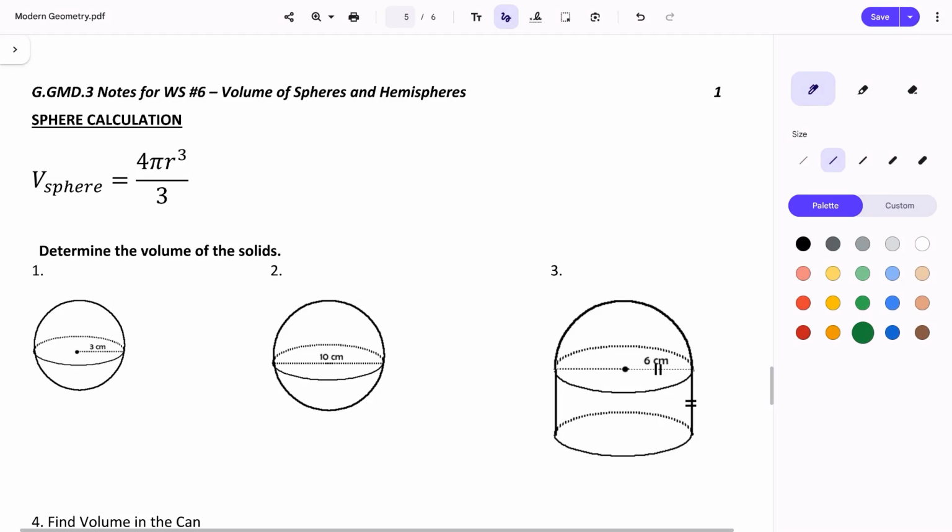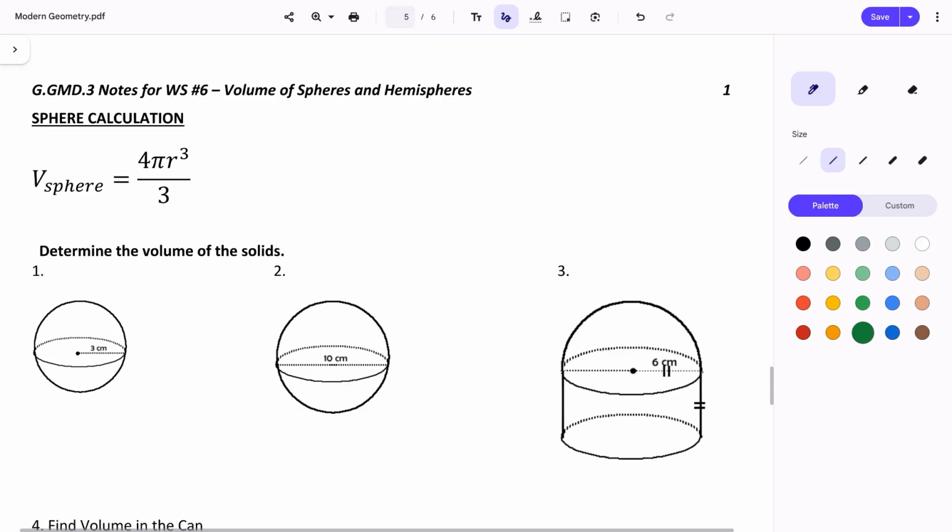The last shape we're going to talk about for volume is the sphere. We didn't do spheres with surface area. There is a way to find surface area of a sphere. It just wasn't one that we really focused on when we were in that unit. But we are going to include spheres today when we talk about volume.